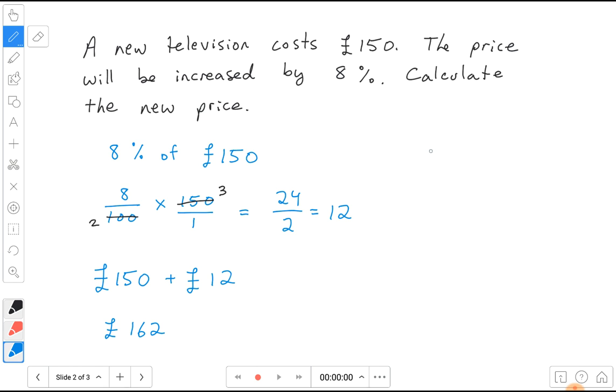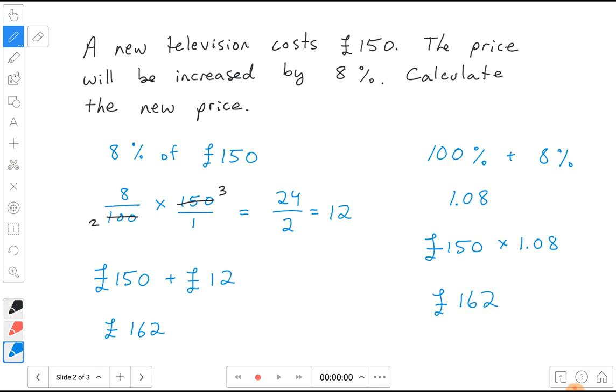So 150 pounds represented 100%. Okay, 100% was 150 pounds. And we're going to add 8% to that original amount. So 100% plus 8% is 108%. And we can write that as a decimal as 1.08. So if we take the original price, which is 150 pounds, and we multiply that by 1.08, then we'll get our new price. So 150 times 1.08, if we use a calculator, we will get 162 pounds.